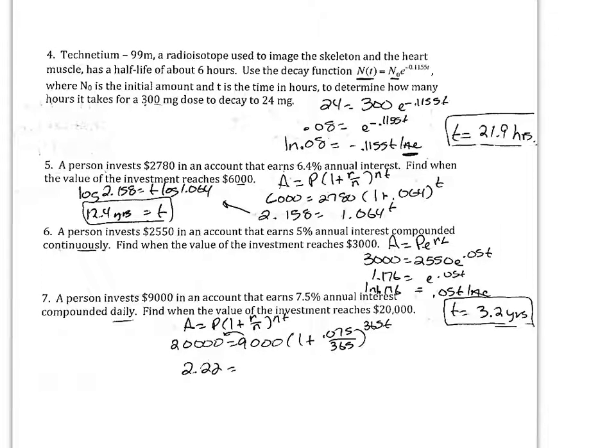Actually, that's where we stopped in class. I didn't finish it. I don't have my calculator. So what I would do here to finish, sorry about that, we'll do it in class tomorrow if you want to. I divided both sides by 9,000. That's when the bell rang.